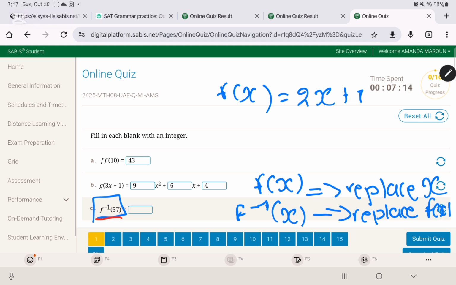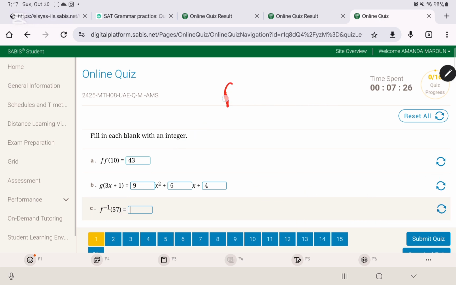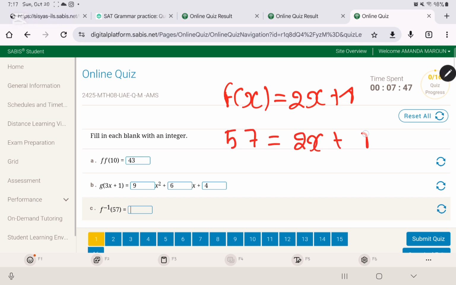Anytime you see f inverse and inside the brackets a number, then you replace it directly in the f(x). What does it mean? The function is f(x) is equal to 2x plus 1. We said anytime we have f inverse and a number inside of the brackets, we are gonna replace it instead of f(x). So that means what now? That means 57 is equal to 2x plus 1.